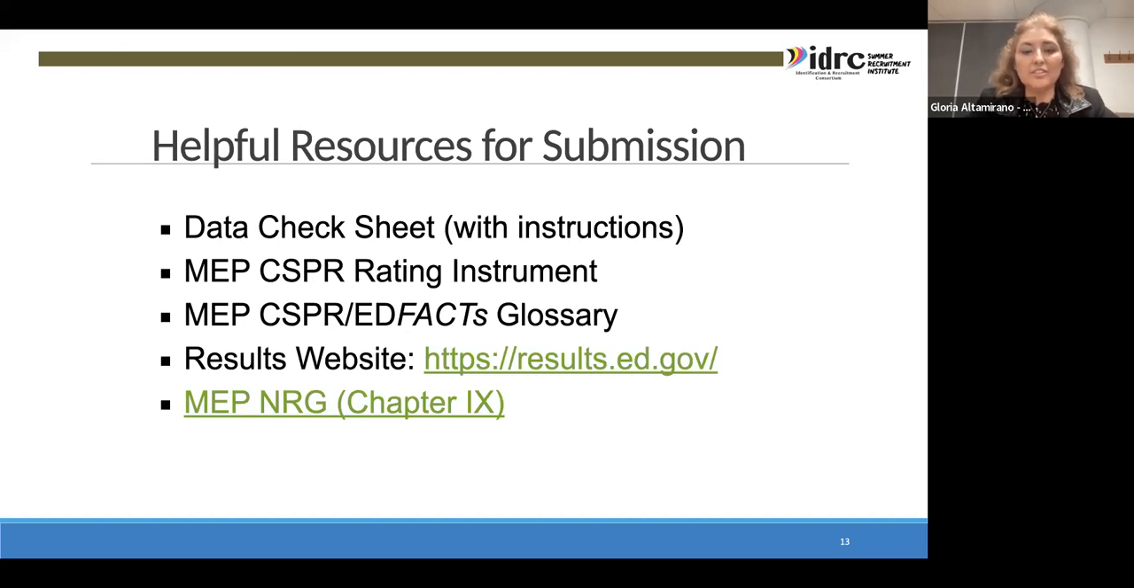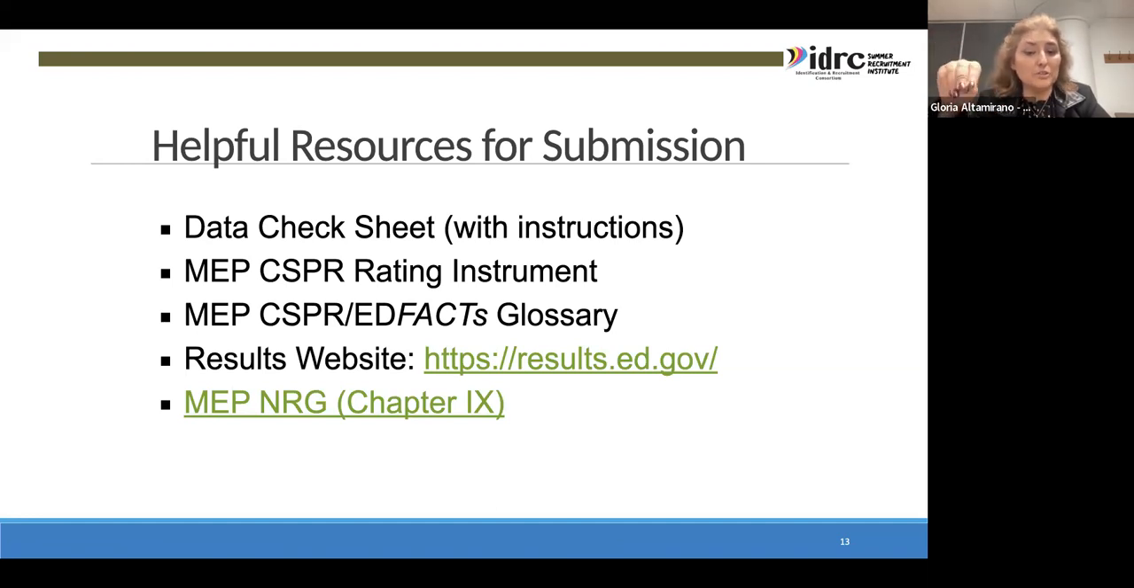And then there's the rating instrument, and there's the CSPR EdFacts glossary. We submit our information to the Ohio Department of Education. Their EdFacts person then reports it into EdFacts. And usually when they do that, that also throws back anything. If it looks like we're off and they have questions, they'll let us know. We'll check the data and then resubmit to them. And then it goes up to the U.S. Department of Education and Office of Migrant Education.